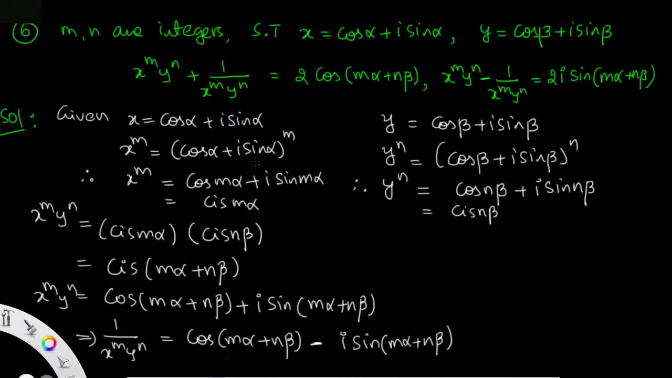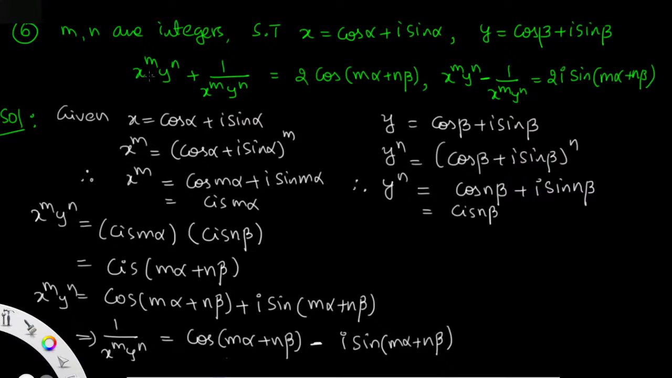Very easiest question. What we have done here, x equal to cos alpha plus i sin alpha. Now as power raised to m is given, that's why we are writing x power m. As per question, cos alpha plus i sin alpha whole power m is nothing but cos m alpha plus i sin m alpha, which is nothing but cis m alpha. And similarly, y power n is nothing but cos beta plus i sin beta whole to the power of n, which equals cis of n beta.